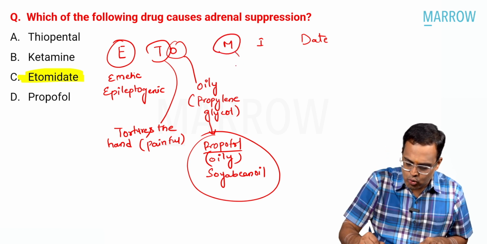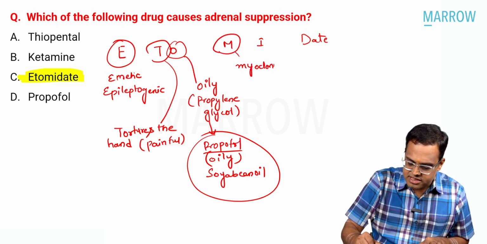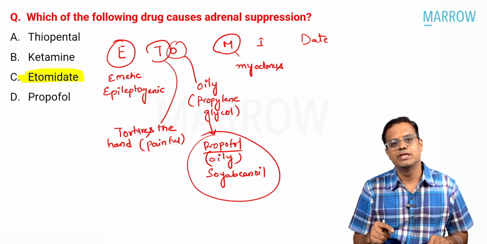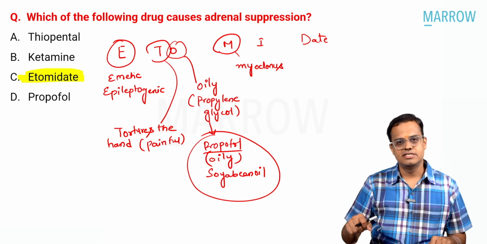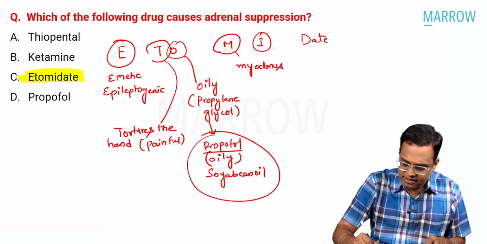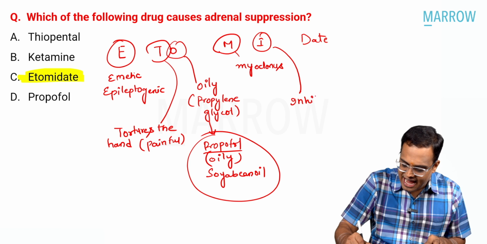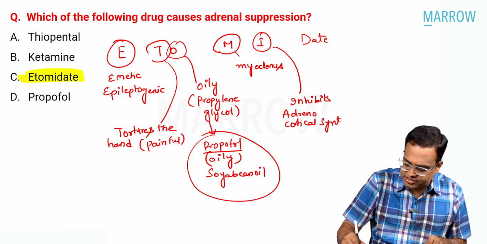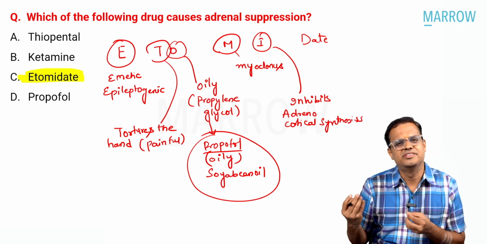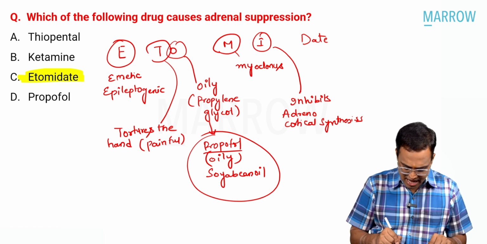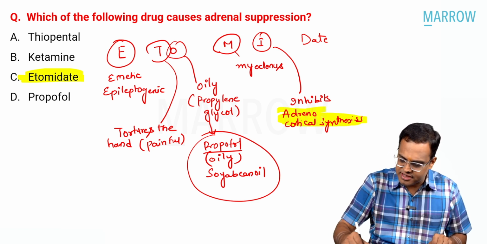M for myoclonus. Myoclonus means sudden involuntary or jerky movements of the limb. So if we are infusing etomidate, it will cause jerky movements of the limb. That is called myoclonus. I for inhibits adrenocortical synthesis. Wonderful drug, but this is the bad property, adrenocortical synthesis. This question was asked multiple times in your examination.